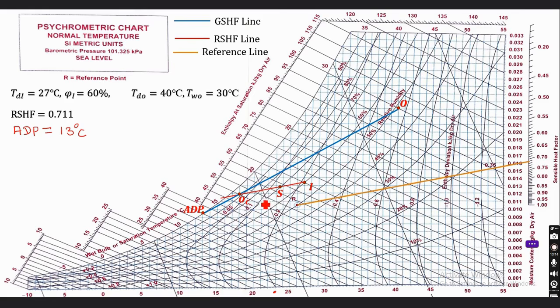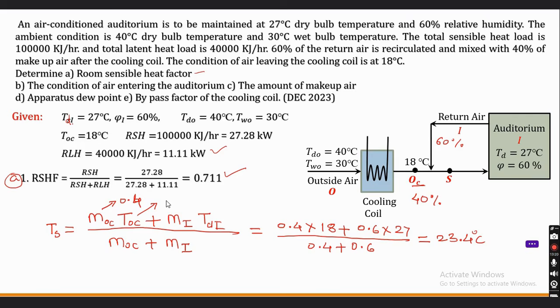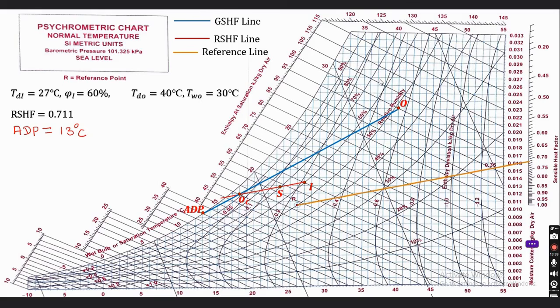Now next we have to find out the amount of makeup air. What all have we found? We found the room sensible heat factor, A, then we got B, that is the supply condition. We also got the apparatus dew point, it is 13 degrees Celsius, okay? Now next we have to find out the amount of makeup air. So let us do calculations for that. So C, we have to find out the amount of makeup air.